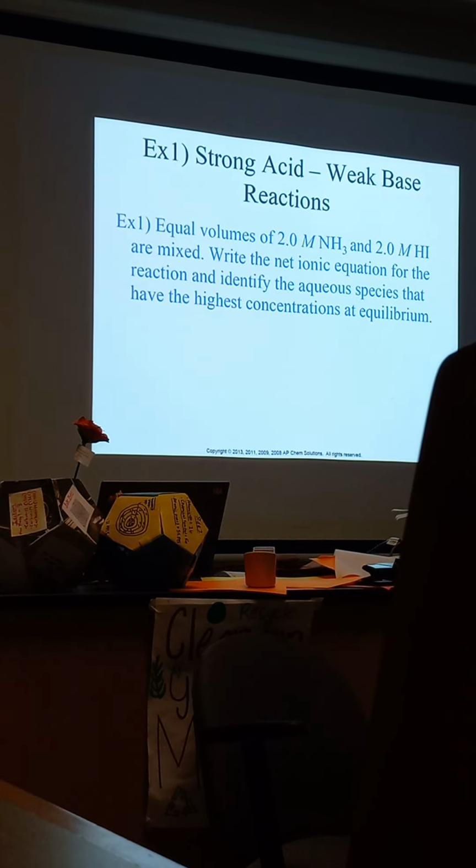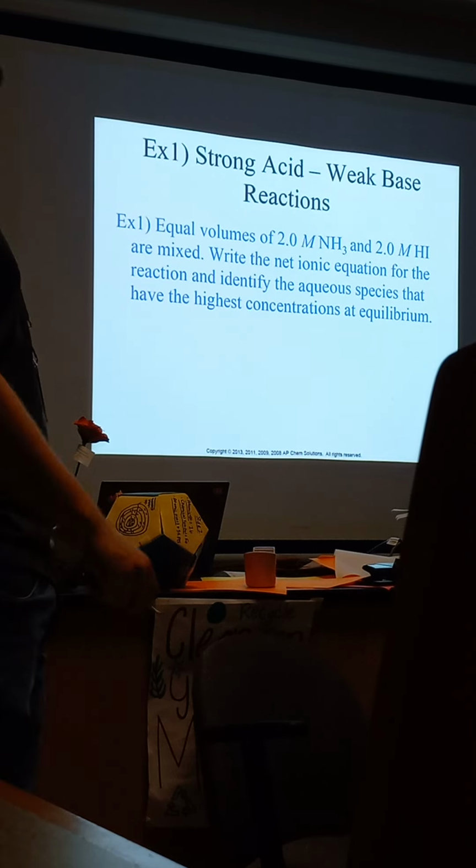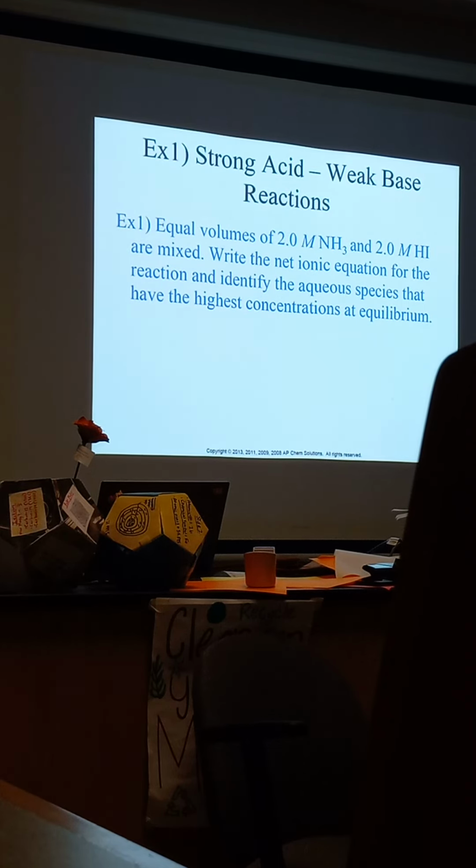Okay, guys, let's look at this problem. Equal volumes of 2.0 molarity NH3 and 2.0 molarity HI are mixed. Write the net ionic equation for the reaction and identify the aqueous species that have the highest concentrations at equilibrium. All right, guys, so what do we notice about this scenario? What do we say right here? Equal volumes. And then the molarities are the same, right?